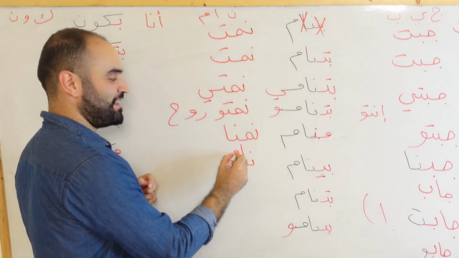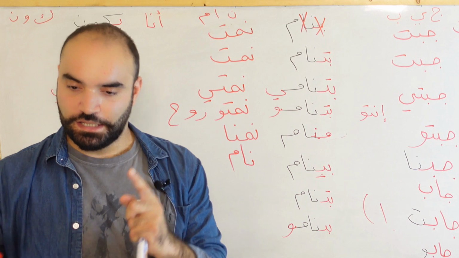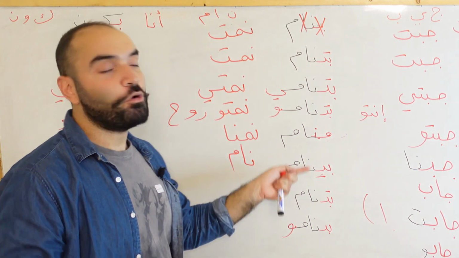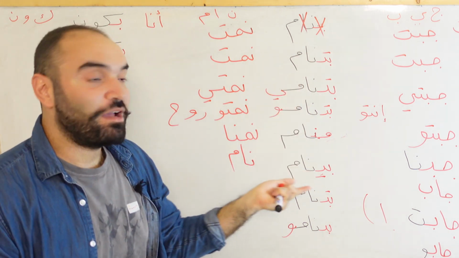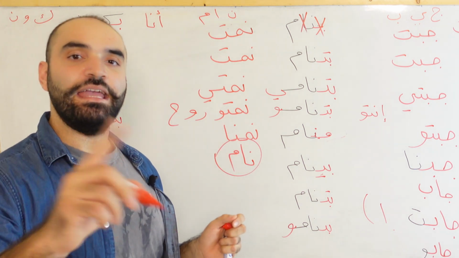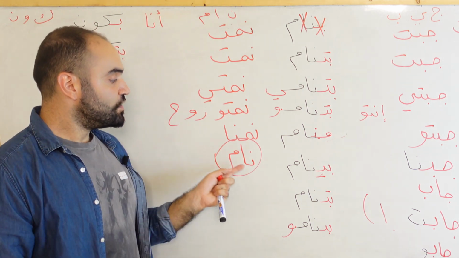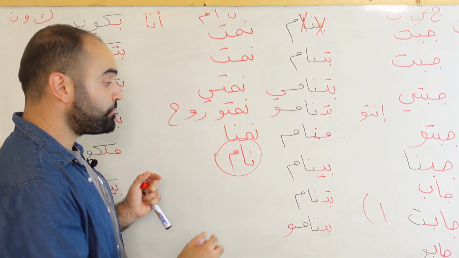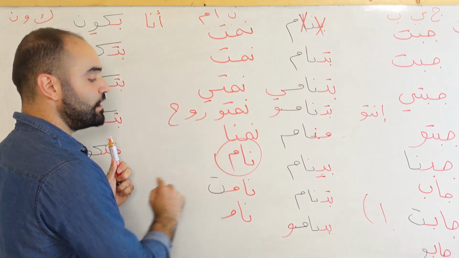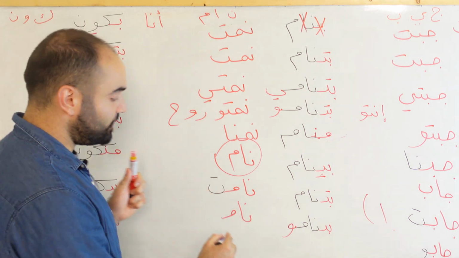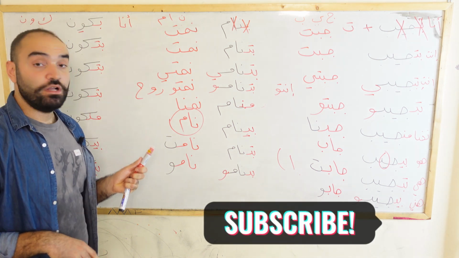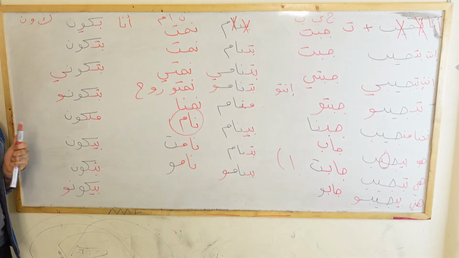نام. Why نام? Because we said if there is E and waw, it becomes A in the past for him. But how about if it's already A? So it becomes the same, just because he in the past is the root. So nam, he slept. For she, you add T: namat. For hinni, you add O: namu. Tamam? Hinni, namu.